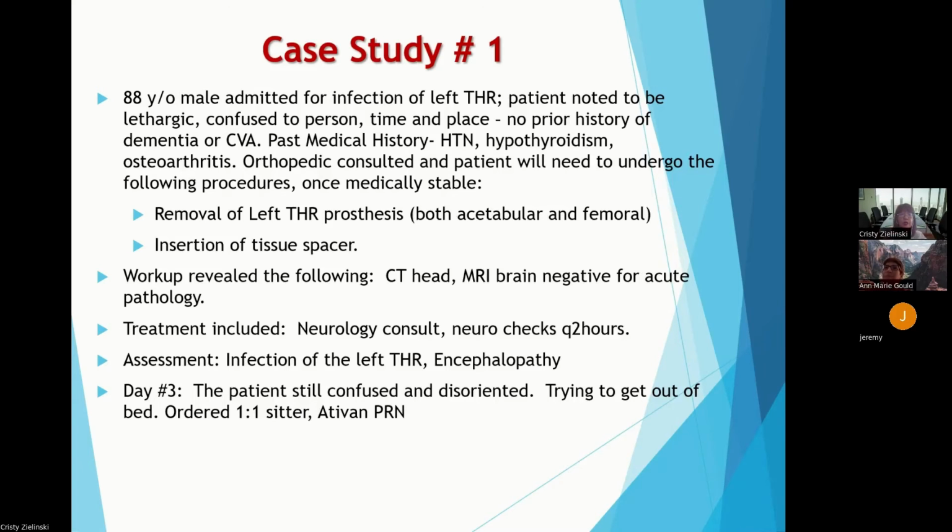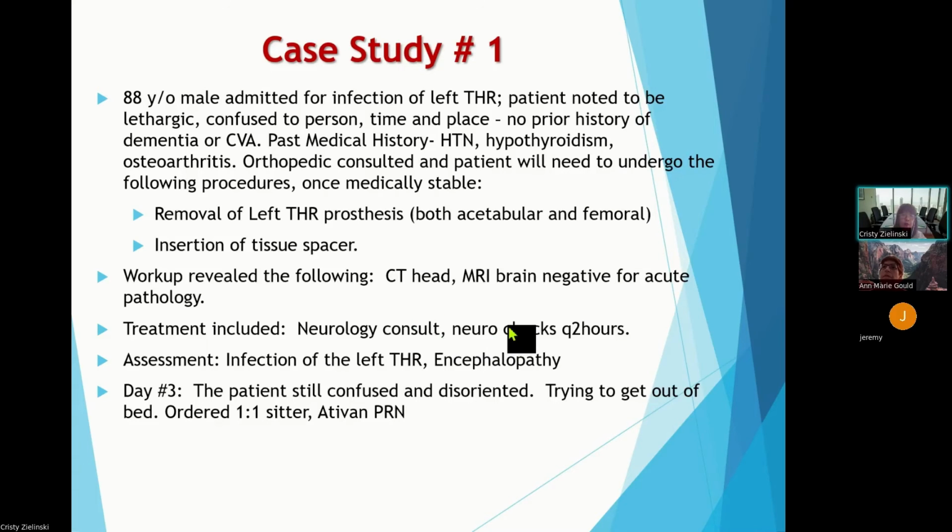So we have an 88-year-old male admitted for infection of the left total hip replacement. Patient noted to be lethargic, confused to person, time and place, no prior history of dementia or CVA. Past medical history includes hypertension, hypothyroidism, osteoarthritis. Orthopedic consulted, and patient will need to undergo the following procedure once medically stable: removal of the left total hip replacement prosthesis, both acetabular and femoral, and insertion of tissue spacer.